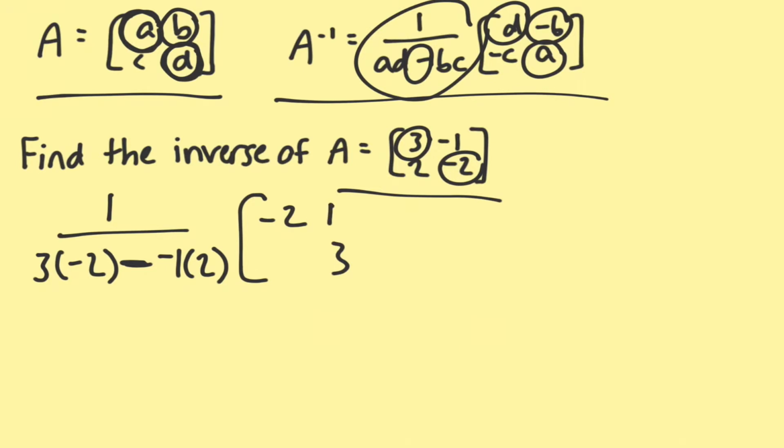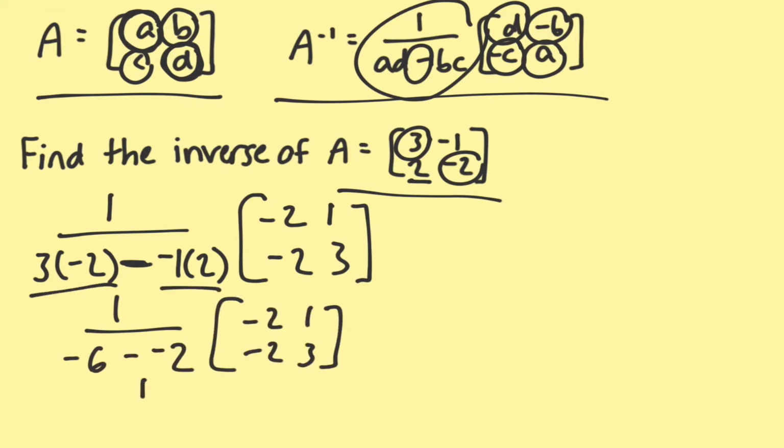And then same with the C. C is still where it was, but it's the opposite sign. So that was a positive 2, now it's a negative 2. So that's 1 over negative 6 minus negative 2. And negative 6 minus negative 2 is like negative 6 plus 2, which is negative 4.